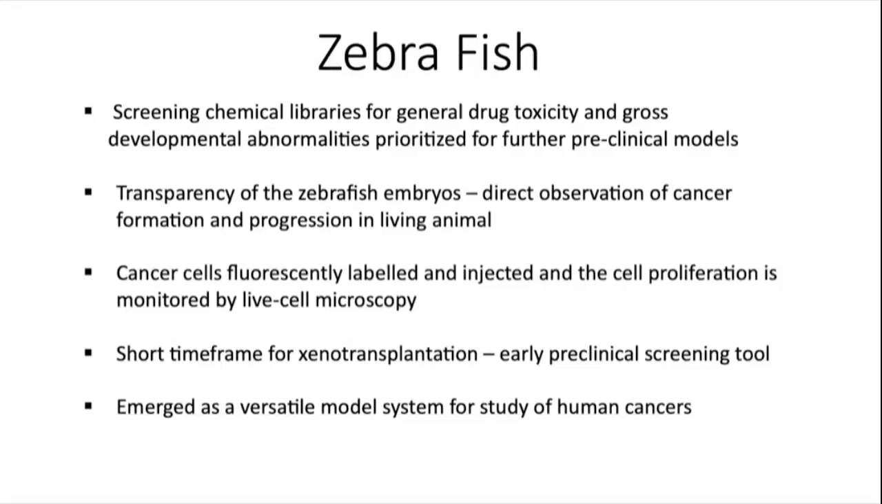Interestingly, the zebrafish embryos are transparent, and so you can make a direct observation of the cancer formation and its progression. There are techniques available where you can fluorescently label these cancer cells, inject them into the zebrafish, and the cell proliferation can be monitored by live cell microscopy. It's done in the whole animal when it's alive. So it's a very interesting technique, and it gives a lot of important, useful information.